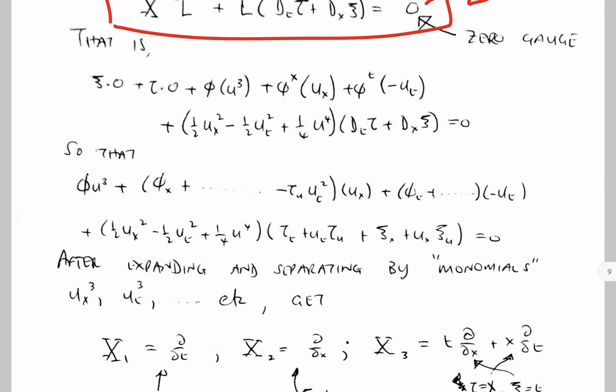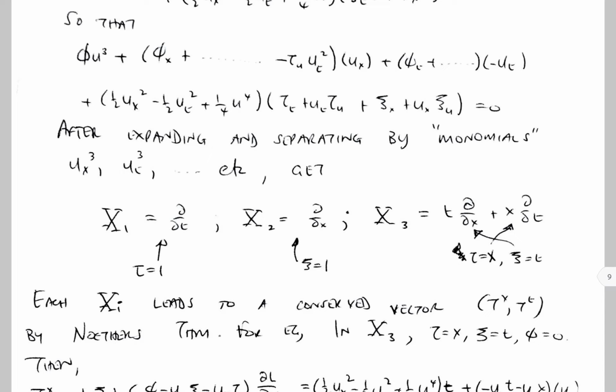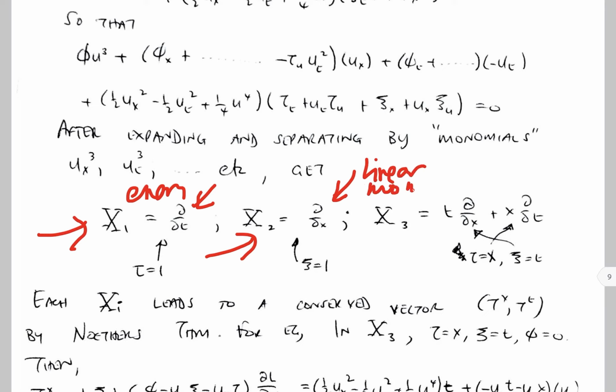We go through the calculations, we end up with three vector fields, d/dt, d/dx. This is translation in time, translation in x. So this represents energy. This one, linear momentum. And we've got, you notice, t d/dx plus x d/dt. This looks like a rotation in time. So this is your pseudo rotation. This is sometimes called the Lorentz rotation, which represents conservation, the spin conservation.